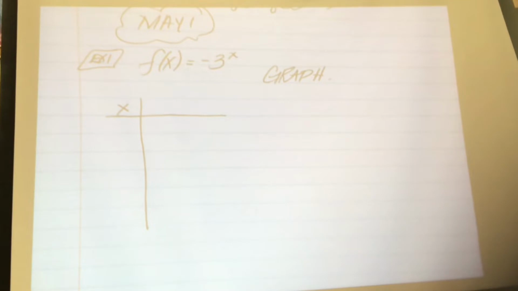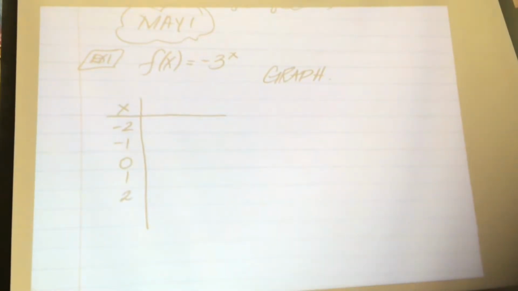Kyle's going to give 2 red lines to somebody who can tell me, without yelling, the Fab 5 that we use for graphing any function. What are the 5 points that we plot? What are the 5 numbers I plug in? Corinne? -2, -1, 0. Very good. Let's write that down: -2, -1, 0, 1, and 2. So our function is f of x is equal to -3 to the x.